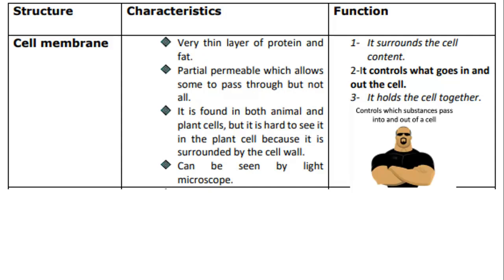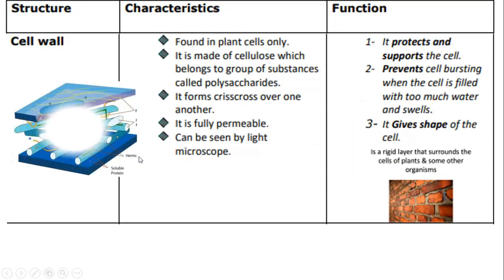This is the cell membrane. What's the function of the cell membrane? It surrounds the cell content, controls what goes in and out, as we said before. Also, it holds our cell together. And now to the next structure, which is the cell wall.